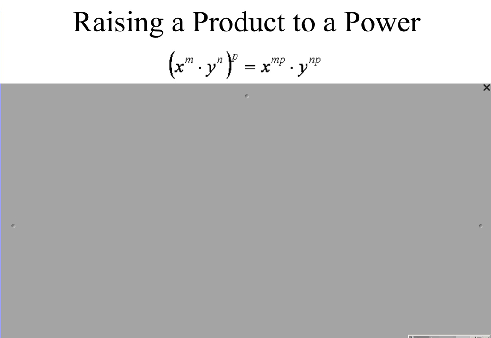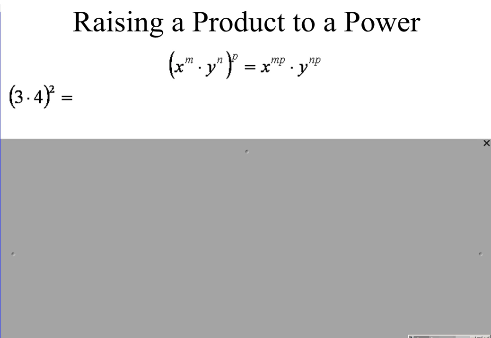Raising a product to a power. Now, these next rules are really the same as the rules we just talked about. Product to a power. Same rule that we just had. It's really just the same as a power to a power. The only difference is I need to take every exponent inside these parentheses and multiply it by this exponent outside. So I get x to the mp times y to the np. So we simply take and apply that exponent to everything inside when we have a multiplication.